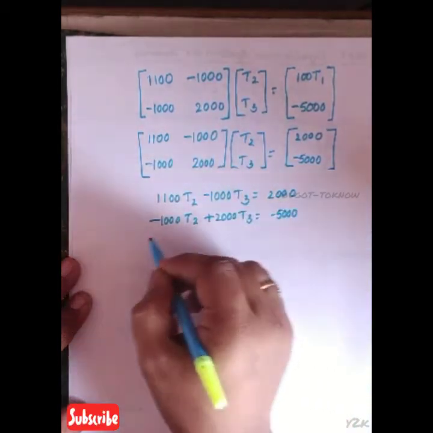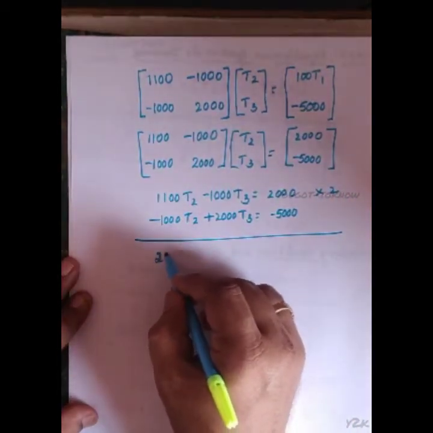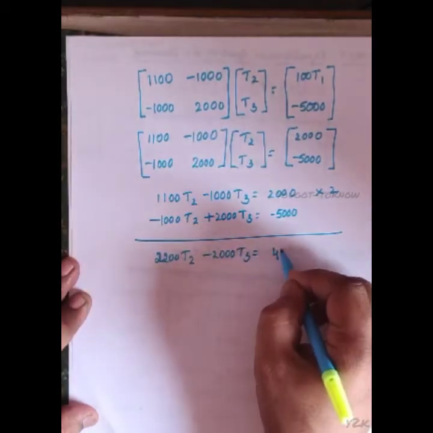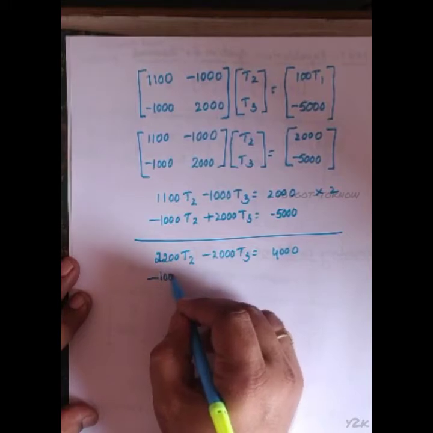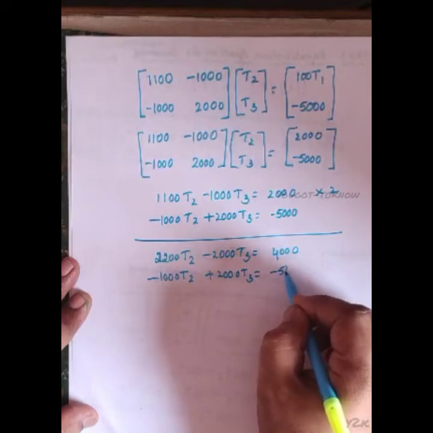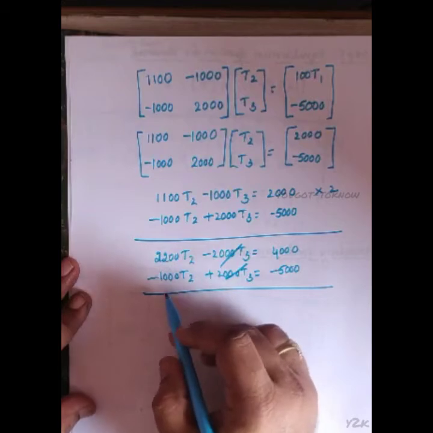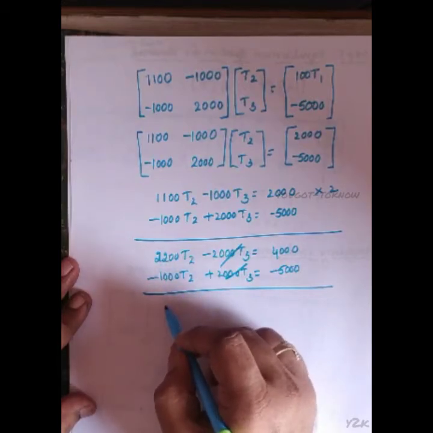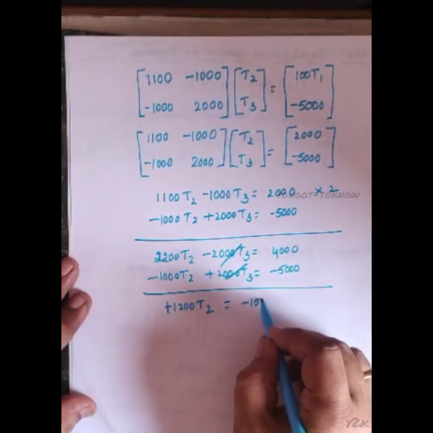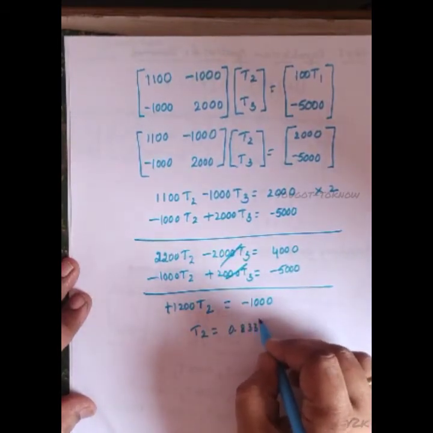If you go for solving it, just check it. Multiply the above equation by 2. That becomes 2200 T2 minus 2000 T3 is equal to 4000. The other is minus 1000 T2 plus 2000 T3 is equal to minus 5000. If you solve it, the T3 terms cancel. Then minus 2200 plus 1000 means minus 1200 T2 is equal to minus 1000. That is, T2 is equal to 0.833 degrees Celsius.